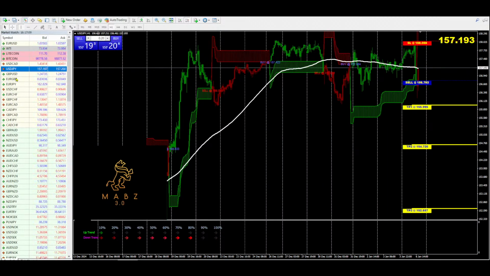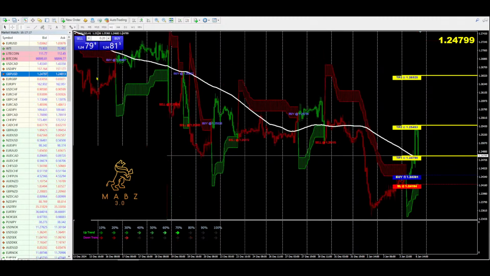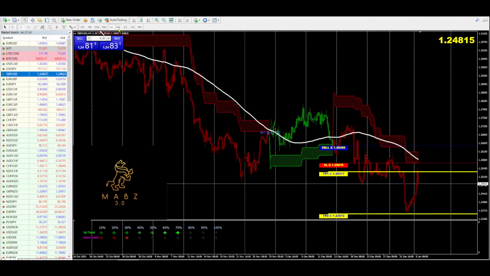And then if you get a signal and it's not in a clear trend, what I would suggest is to use a lower lot size than what you'd usually go for.